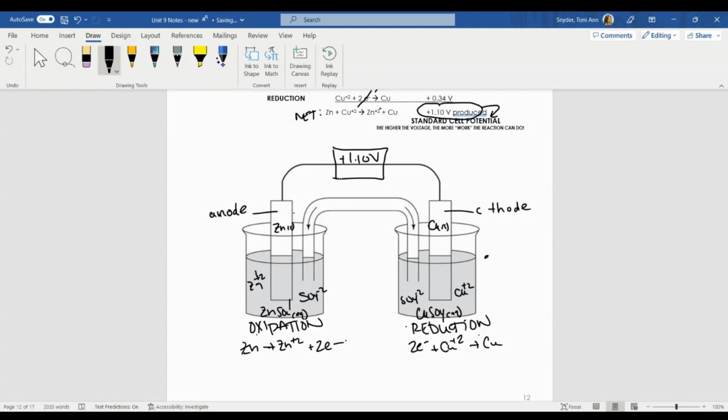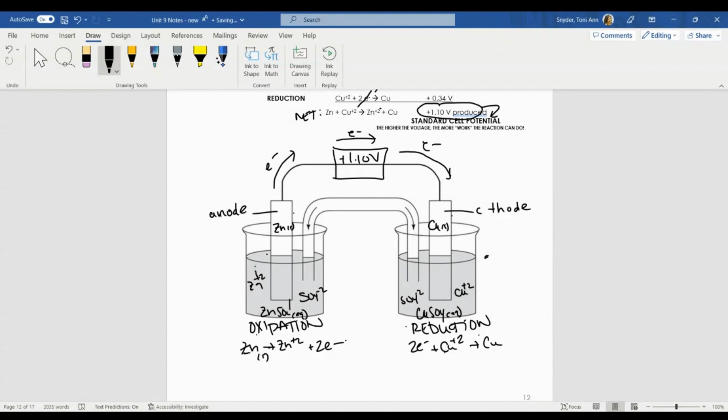Where is the flow of electrons going? Okay. If zinc is being oxidized, this metallic zinc, this solid zinc, that means that this solid zinc is losing 2 electrons. And where are those electrons going? They are flowing to the cathode. Why? Because copper is getting reduced. Copper has to gain those 2 electrons. So the electrons are going to flow in this direction from zinc to copper. Copper is going to get those 2 electrons.